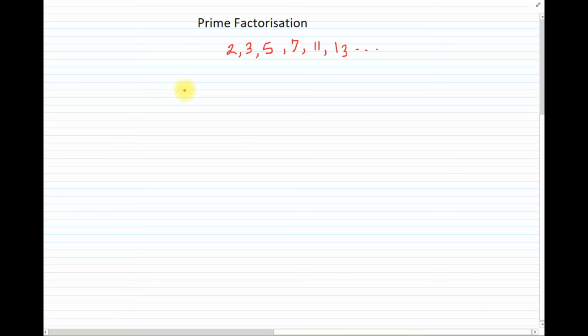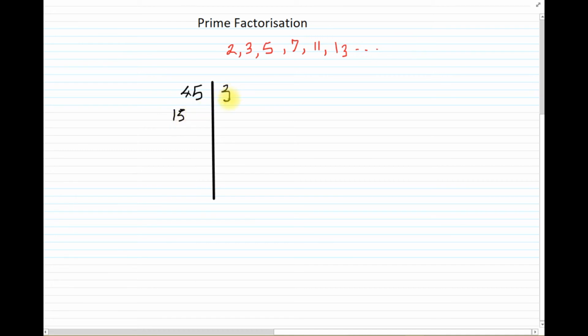Next number we try is 45. You notice that this is not an even number, so it won't have a factor of 2. So we start. Is 45 divisible by 2? It is not. We move to the next one. Next prime is 3. 4 and 5 are 9. So this is divisible by 3. So I write 3 here. 45 divided by 3 is 15.